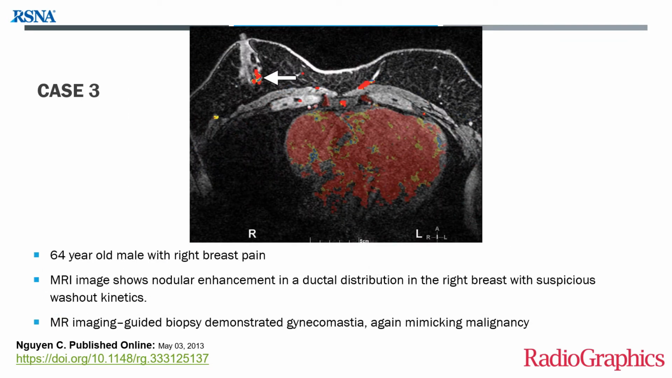In case 3, we have a 64-year-old male with right breast pain. MRI image shows a nodular enhancing area in a ductal distribution in the right breast with suspicious enhancement kinetics, as seen with the arrow. MRI-guided biopsy was performed and did demonstrate gynecomastia, again mimicking malignancy in this patient.